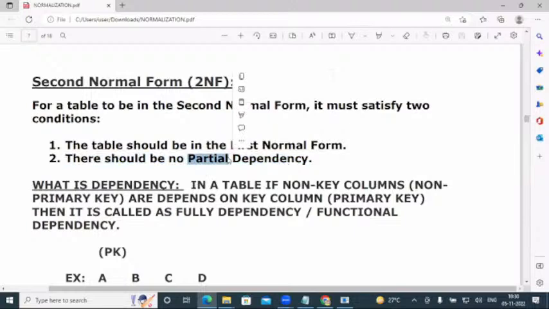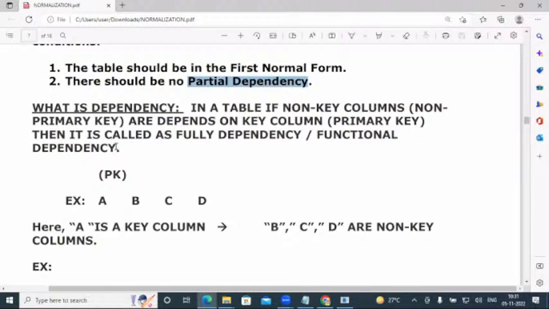What is partially? Partially means half of the dependency, not fully. So partial means not completely depends. I'm depending on only a few. That means half, not fully. Yes or no? So now that is a partial. But before you want to understand partial dependency, first we need to know what is fully dependency or functional dependencies.